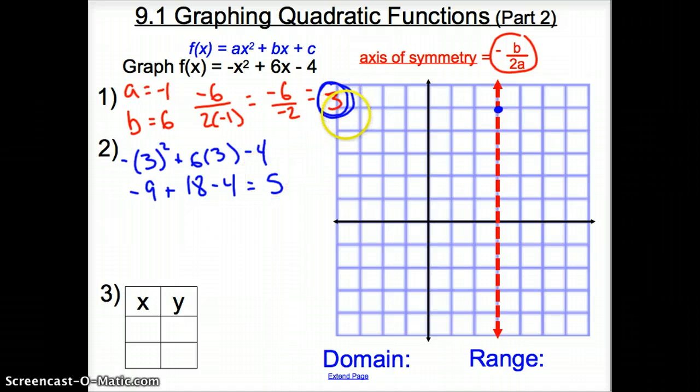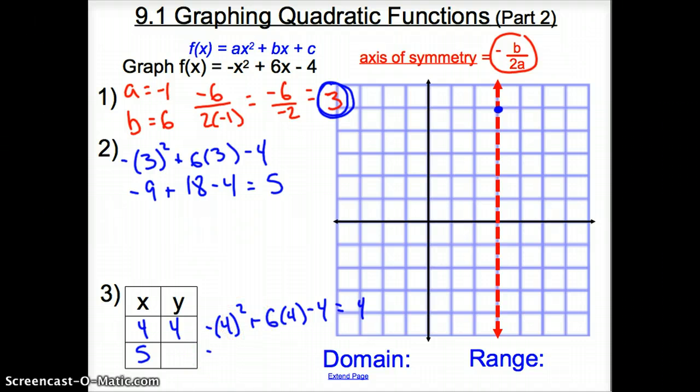So since my axis of symmetry is at 3, I'm going to pick 2 points greater than 3, which is 4 and 5. So I'm going to plug in 4 for all my x's. Again, I'm going to put parentheses around it. Plus 6 times 4 minus 4. That gives me 4. So my y coordinate is going to be 4.